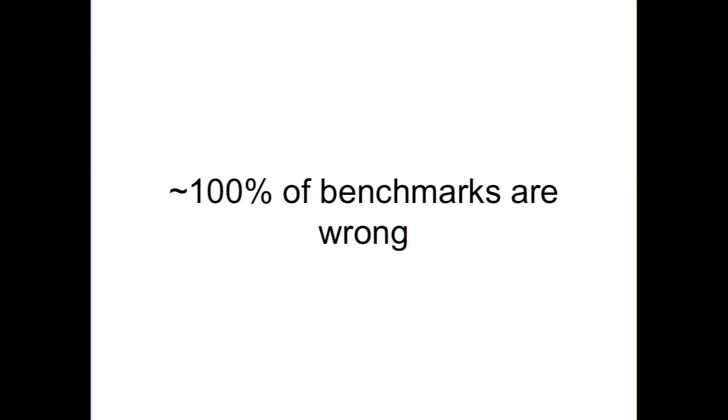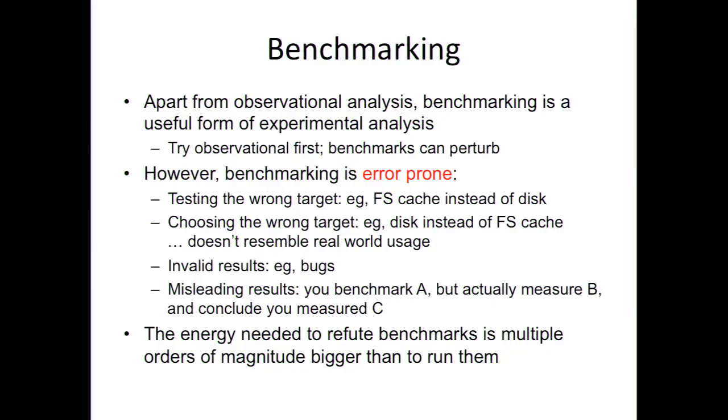And I'll start by saying almost 100% of benchmarks are wrong. I've done a lot of benchmarking, and it's really error-prone to do. It's easy to test the wrong target, especially if you're doing system benchmarking or instance-level benchmarking. So I might be testing the file system cache instead of the disk. I'm interested in disk performance, so I go and download some disk benchmarks off the internet. Even though they're really popular and everyone uses them, they're actually not doing what you think they're doing. They're creating a file and then testing latency to the file, not the disk. They're not opening with direct flags, or they're not doing the right things.